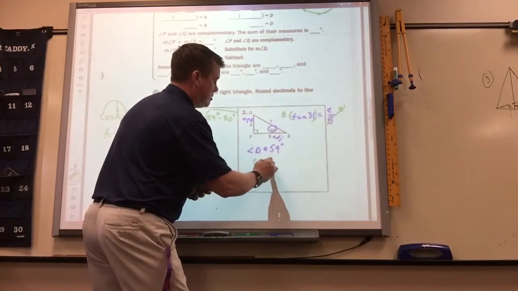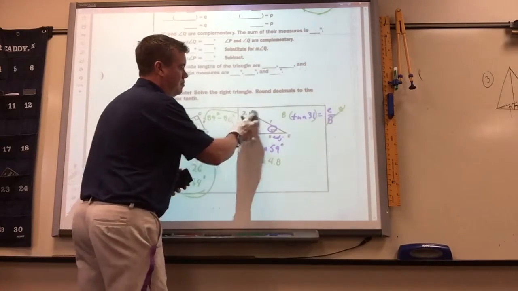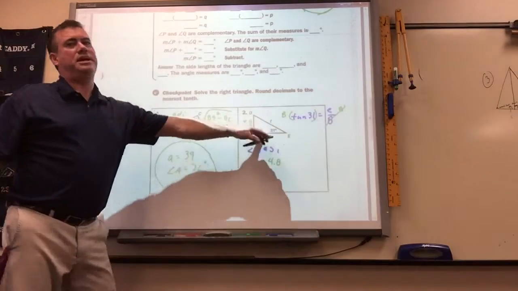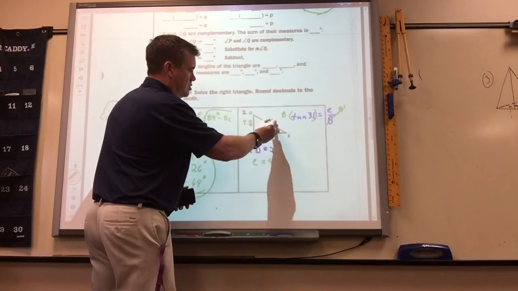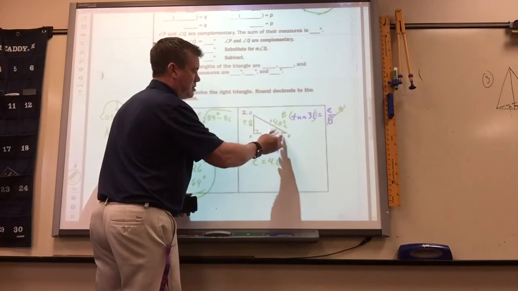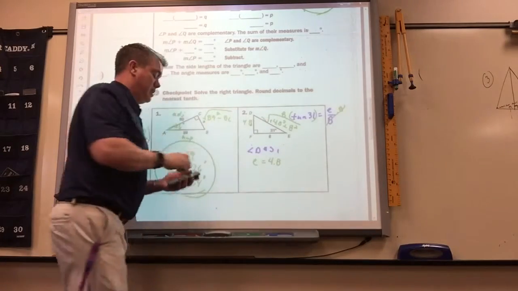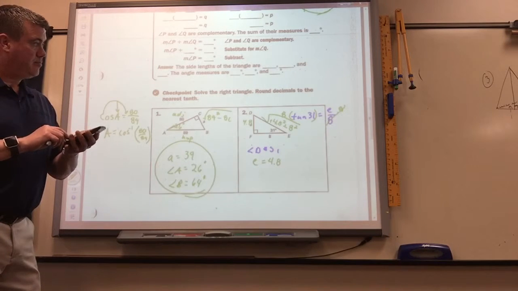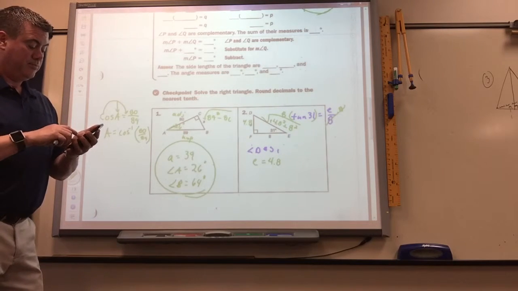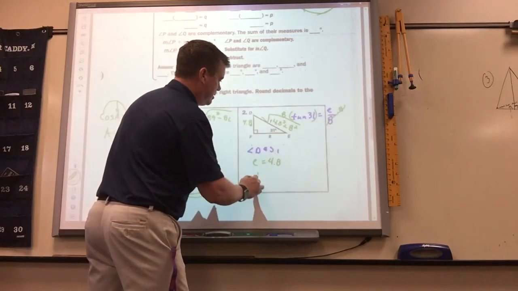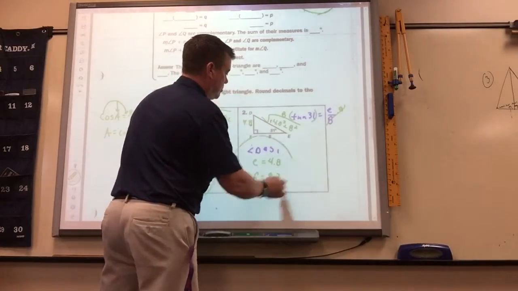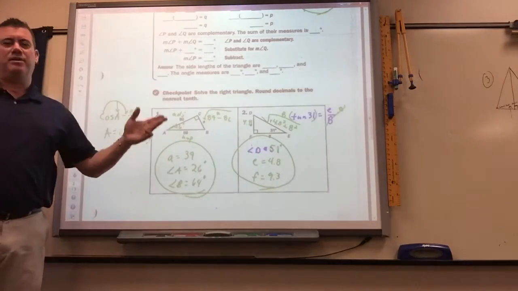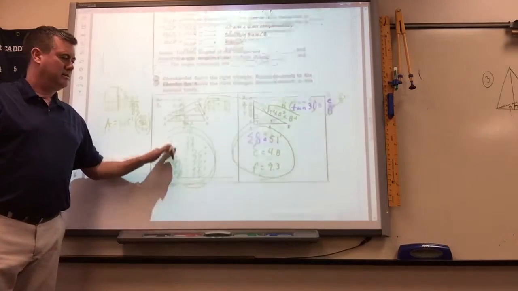$4.8. And then, once you know two sides, use the Pythagorean theorem. So 4.8 squared plus, because you're looking for the hypotenuse, 8 squared, square rooted, is 9.3. So when they tell you to solve a right triangle, you got to find 3 values every time.